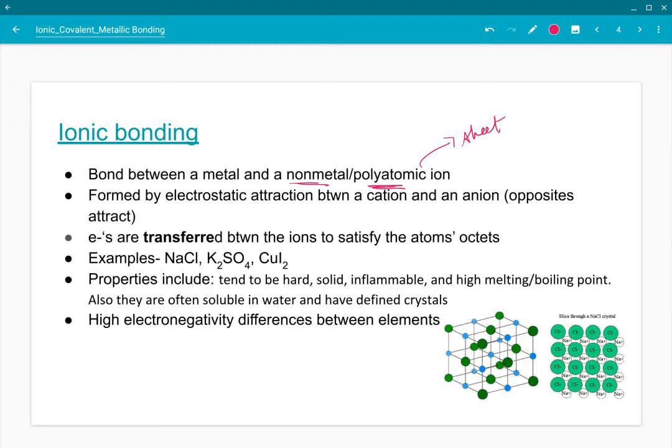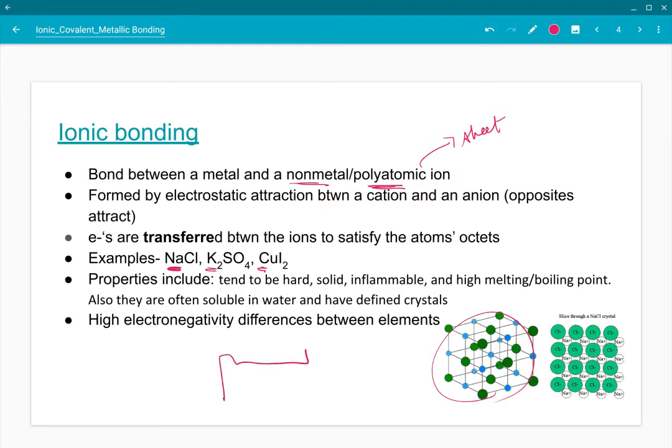So if your compound starts with a metal like these guys, it is ionically bonded. Properties of ionic bonds include that they tend to be hard, they're solid, they're nonflammable, and they tend to have high melting or boiling points. They're also often soluble in water, and they have defined crystals. Notice it's like those crystalline shapes we saw on the back of the periodic table. And they have high electronegativity differences between elements.